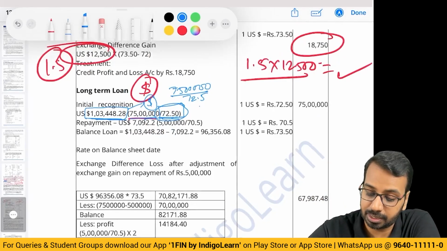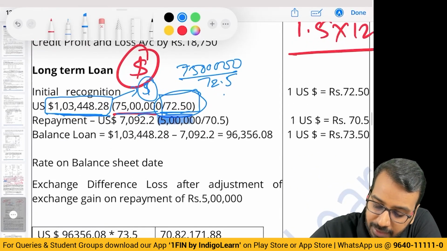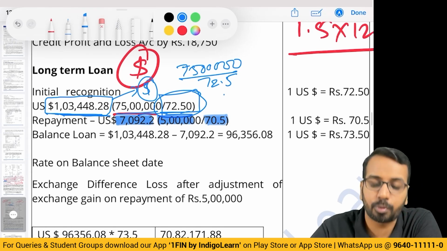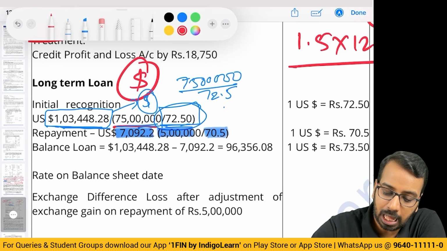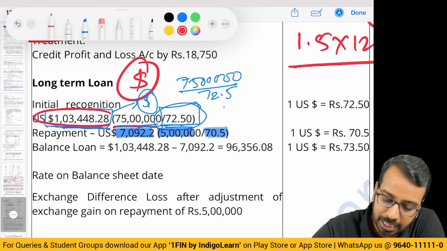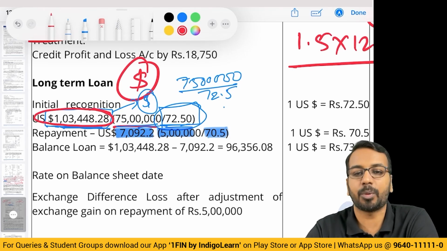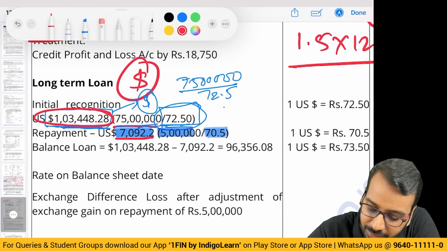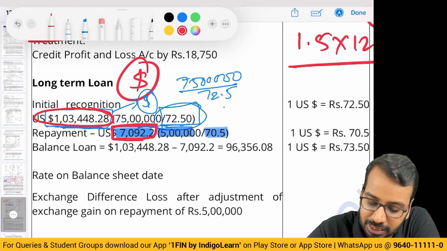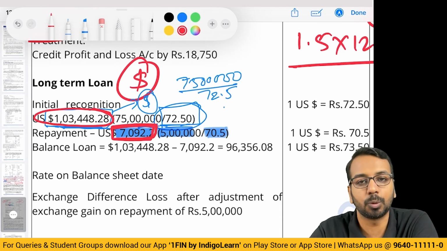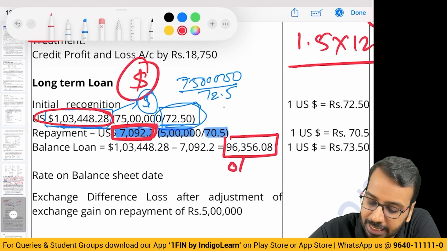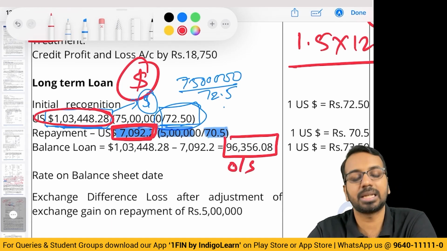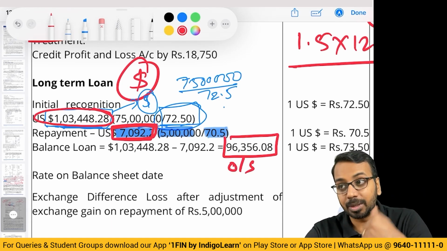Please hear this out clearly. 5 lakhs has been repaid at 70.5, which means $7,092.2 has been repaid. So out of this total loan of 1,03,448.28, we have repaid 7,092.2. So how much is left? 96,356 is outstanding. I am repeating once again.